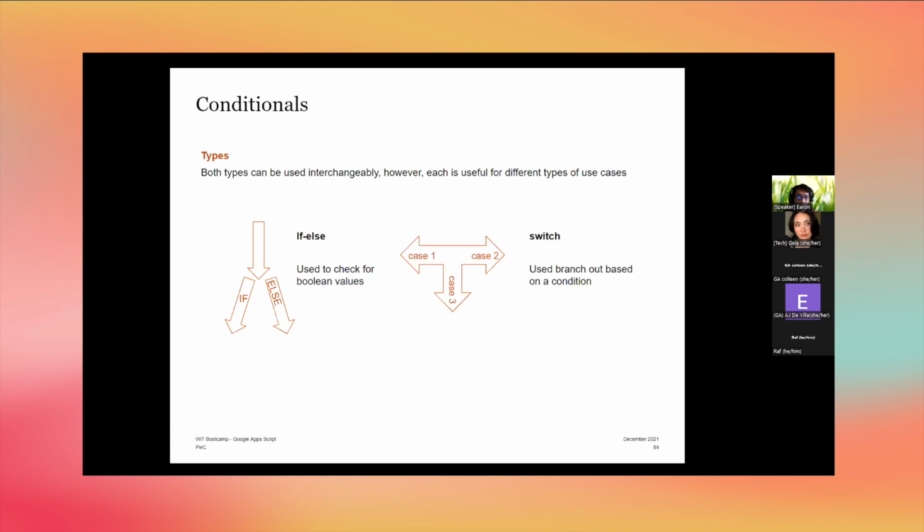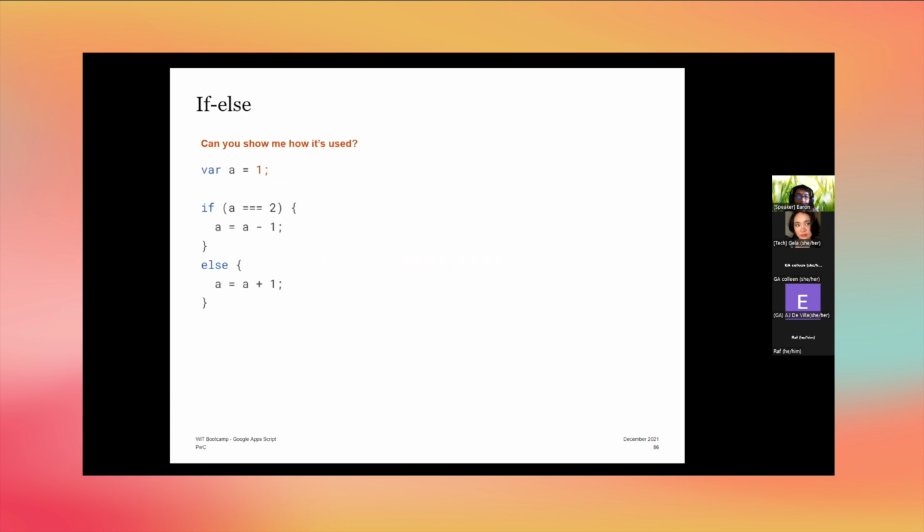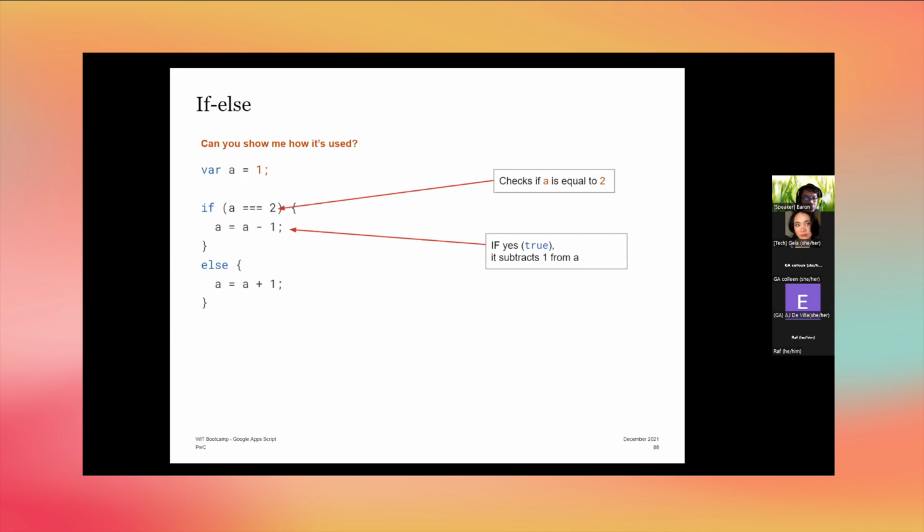So these are two different types of conditionals, if else and switch. We'll be mostly talking about the if else conditional. On the if else conditional, it checks if a is equal to 2, and if yes, true, it subtracts from a. Else, if the value of a is not 2, we execute the code below. Okay, that's the simple concept of conditionals, and we'll be trying to leverage that for our automated form.